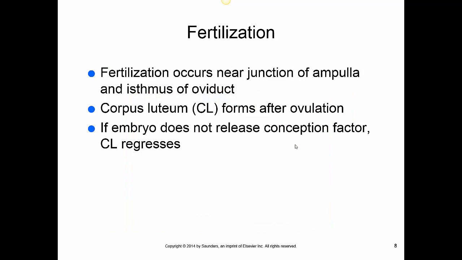Fertilization occurs within the oviduct. They say near the junction of the ampulla and the isthmus of the oviduct, but it's somewhere right about the middle of the oviduct. At that time it's a zygote after fertilization, and it is usually going to stay there roughly 7 days within the oviduct before it travels down into the uterus. If there's no fertilization, then basically the egg is going to die and be reabsorbed into the body.